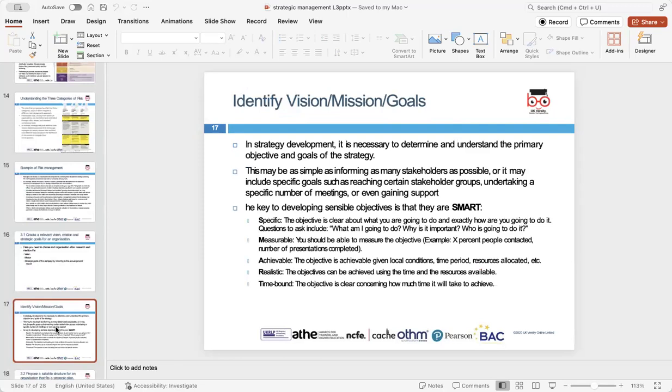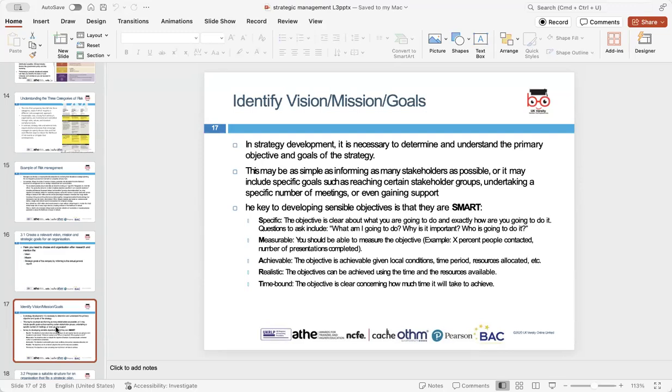Identify vision, mission, and goals. In strategic development, it is essential to establish clear objectives that align with the company's goals. The SMART framework is commonly used to ensure that objectives are specific, measurable, achievable, realistic, and time-bound.